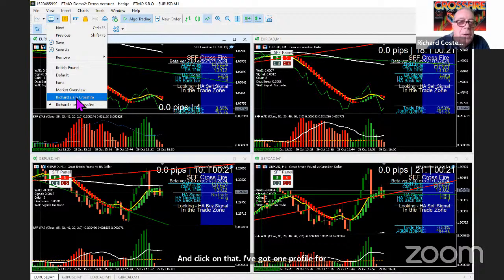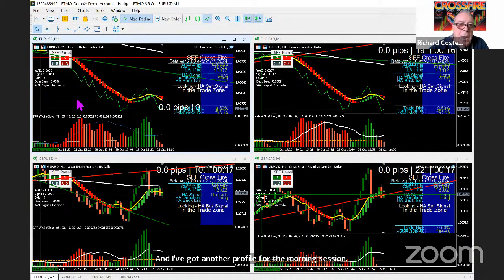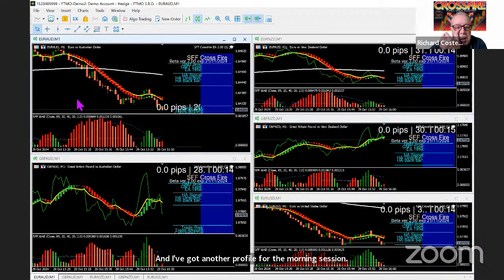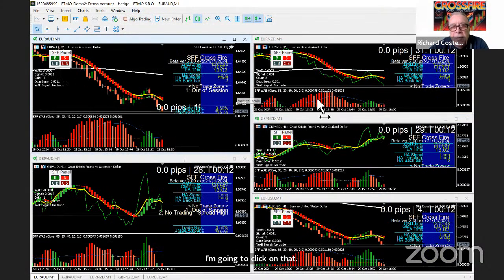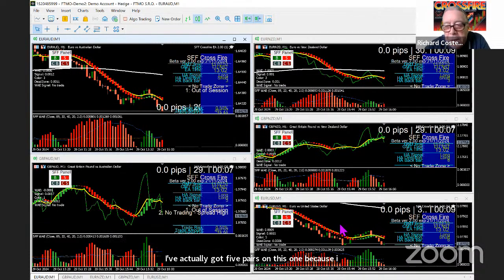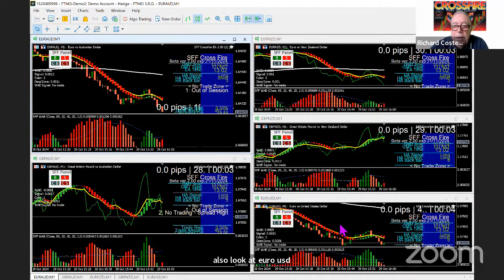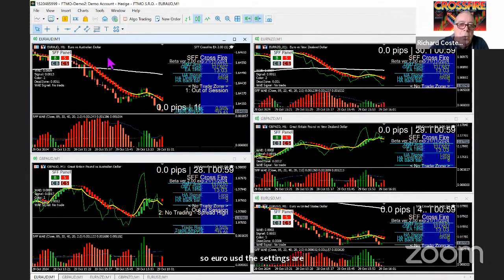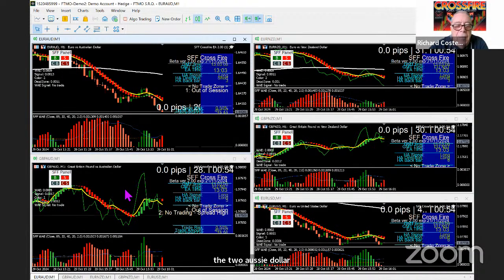and I've got another profile for the morning session. I'm going to click on that. You'll see that I've actually got 5 pairs on this one, because I also look at Euro USD. So Euro USD, the settings are still 3 pip stop loss. The two Aussie dollar pairs, I have a 4 pip stop loss, and the 2 New Zealand pairs, I have a 5 pip stop loss.